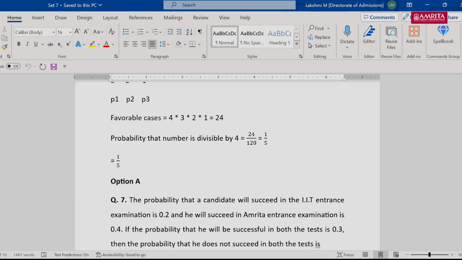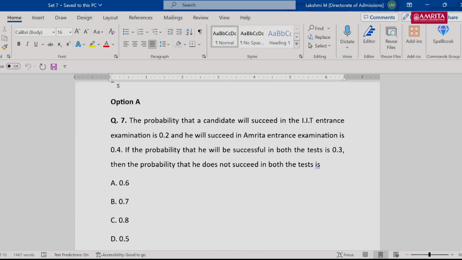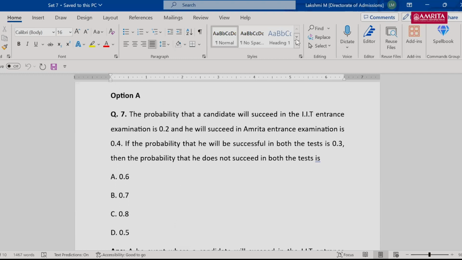I hope it's clear. Now I'm just giving you this, which is also a direct question of probability.